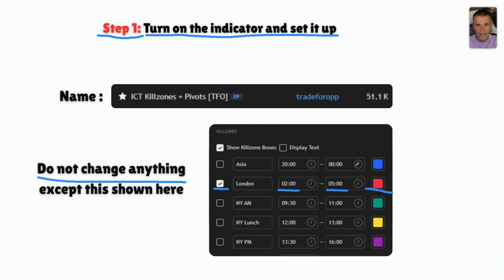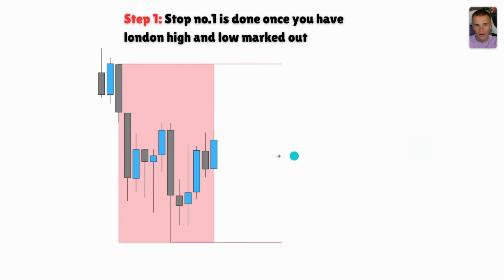Now that you have it set up, it's already going to show something on the chart, which is going to be step number 1 too, because of course it is just going to show us the high and the low of the London session. So the first thing that we need to understand is, why does this actually make sense?